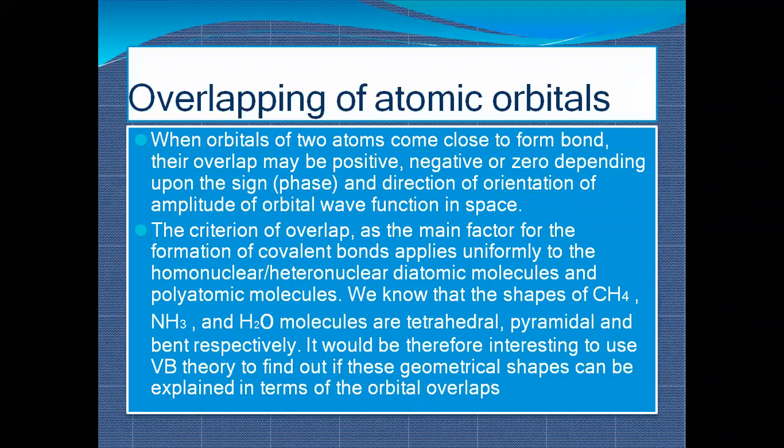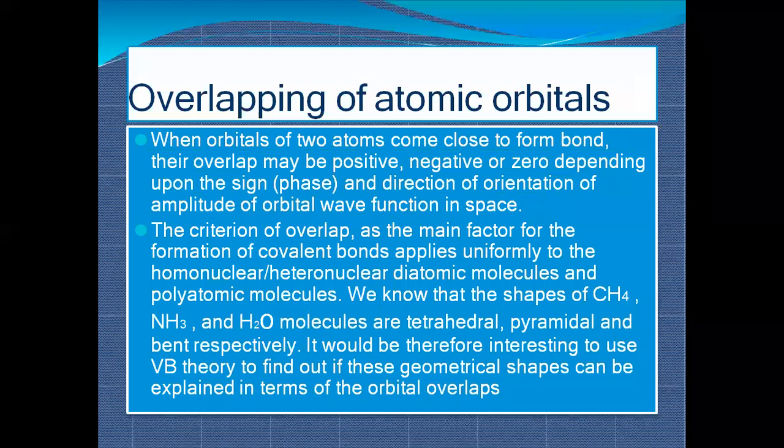So the overlapping takes place. That overlapping may be positive, may be negative, or zero. It can be zero, neutral, you can say. Positive, negative, or neutral, it actually depends on the direction of orientation. Direction of orientation means direction of spin, that is, in which direction your electron is moving. It is in a clockwise direction or an anti-clockwise direction. So it totally depends on that.